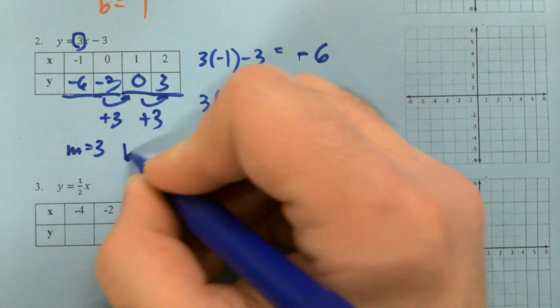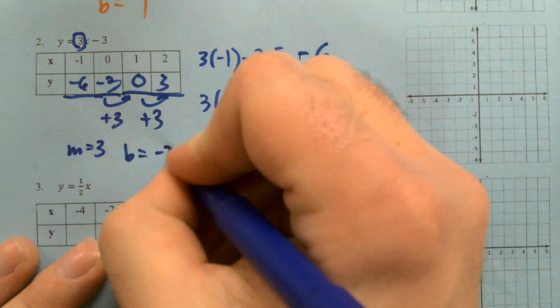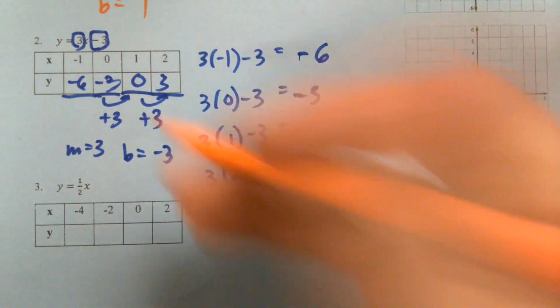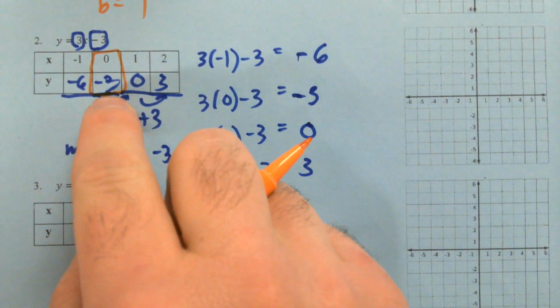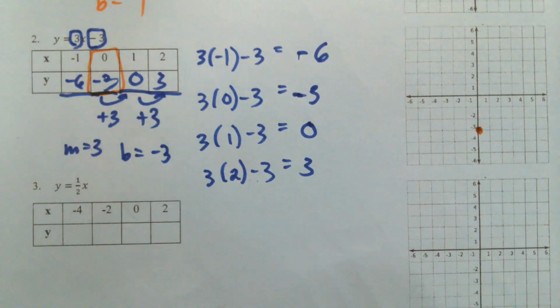But what's my y-intercept of this line? -3. We got to make sure we're including that negative sign. And again, we see on the table that when my x is 0, my y is -3. That's going to be my y-intercept right there on the y-axis, directly on that axis.